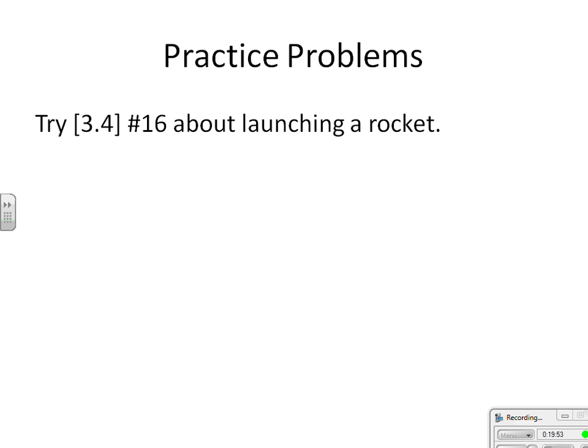So for your practice problem, you're going to try one from the book. So hopefully have your book with you. Look at section 4 with the word problems and try number 16. It is an even, so you can't check your answers in the back of the book. So please write it out and we'll have the answers on the board you can check tomorrow.